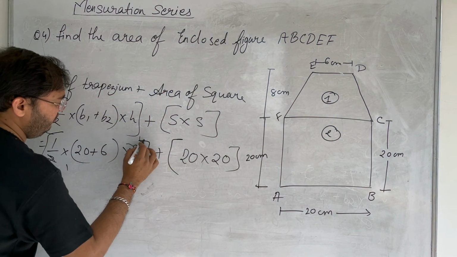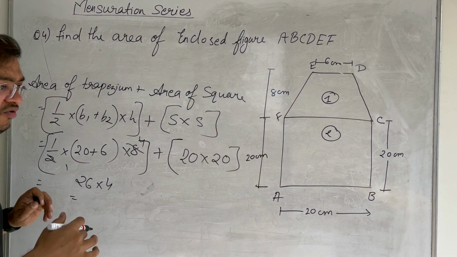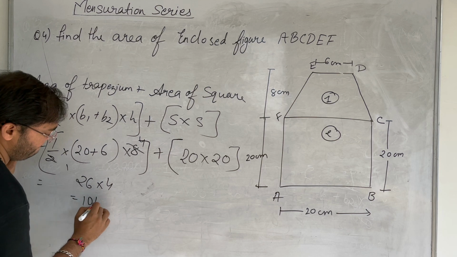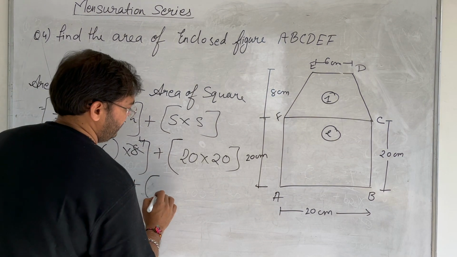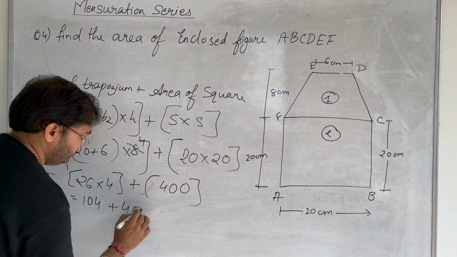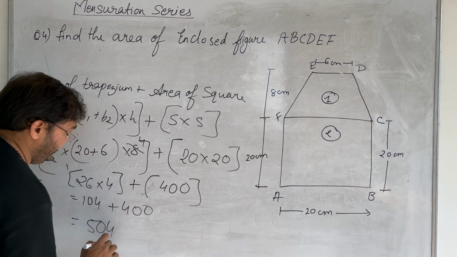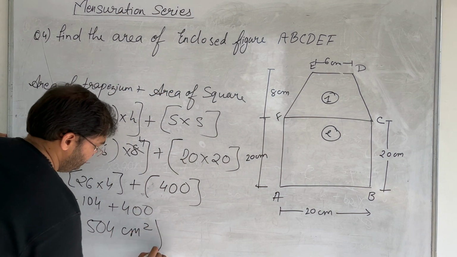2 ones are 2, 4s are, that means 26 into 4, which equals 52, 52, 104, plus 4, 2 2s are 4, 00, 400. So we got very quickly that the area of this enclosed figure is 504 centimeter square.